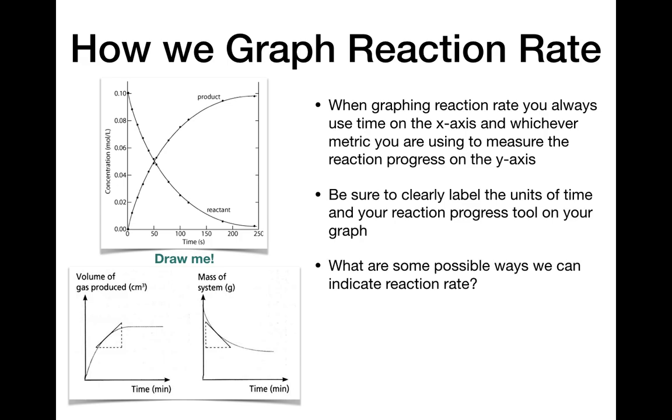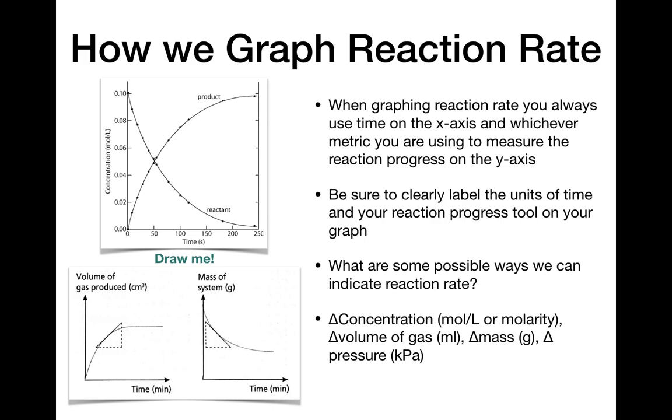So what are some of the different ways we can indicate reaction rate? A little bit last lesson, we talked about the various experimental designs for measuring reaction rate. Well, here's some of them. Remember delta, the little triangle, means change in, it's the Greek letter delta. So change in concentration in moles per liter, or molarity if it's a solution. You can do change in volume of a gas in milliliters or in centimeters cubed. You can do a change in mass, measured in grams. You could do a change in pressure, measured in kilopascals, any of those things. So here we have volume of gas, here we have mass, something that you're using to show reaction rate.